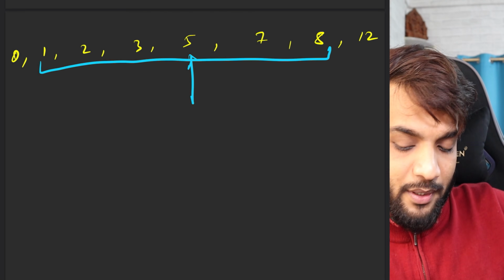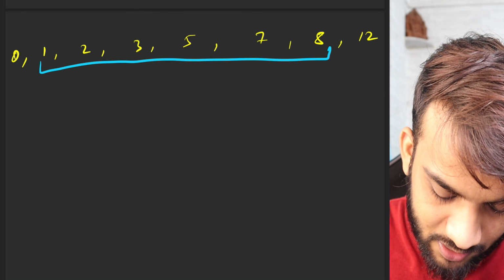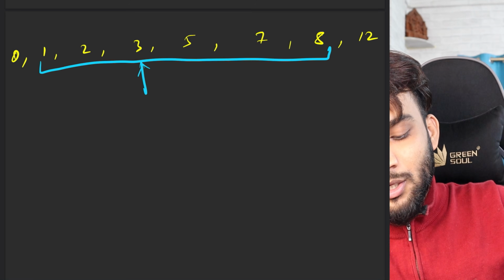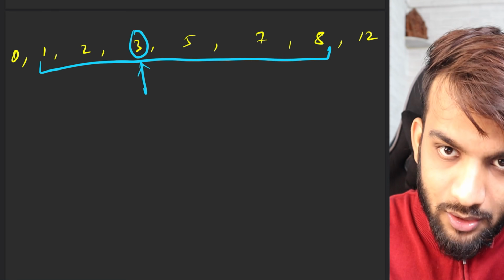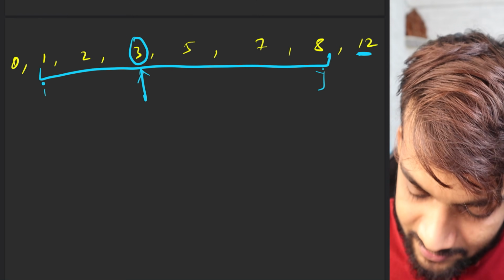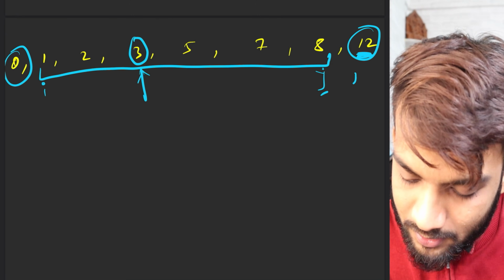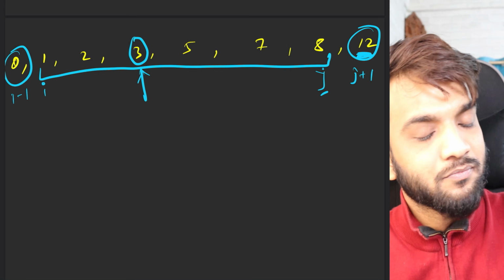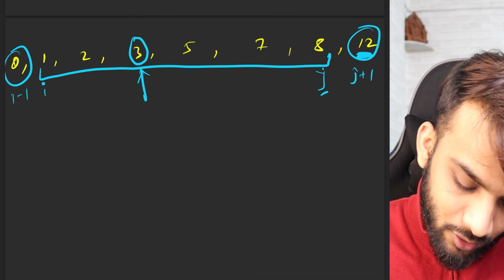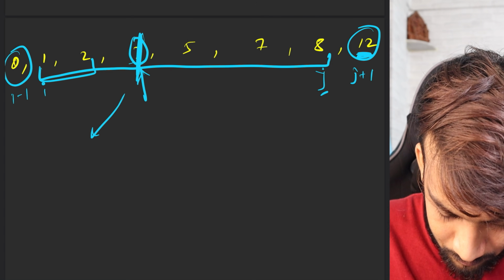The first cut that you made was at 5. Or for that reason, the first cut that you made was at 3. So we're making a cut at 3. The length is definitely, because this is i and this is j, 12 minus 0. So j plus 1 and i minus 1 for sure. That is for sure. But whenever you're making a cut at 3, you are having a subproblem as 1, 2.